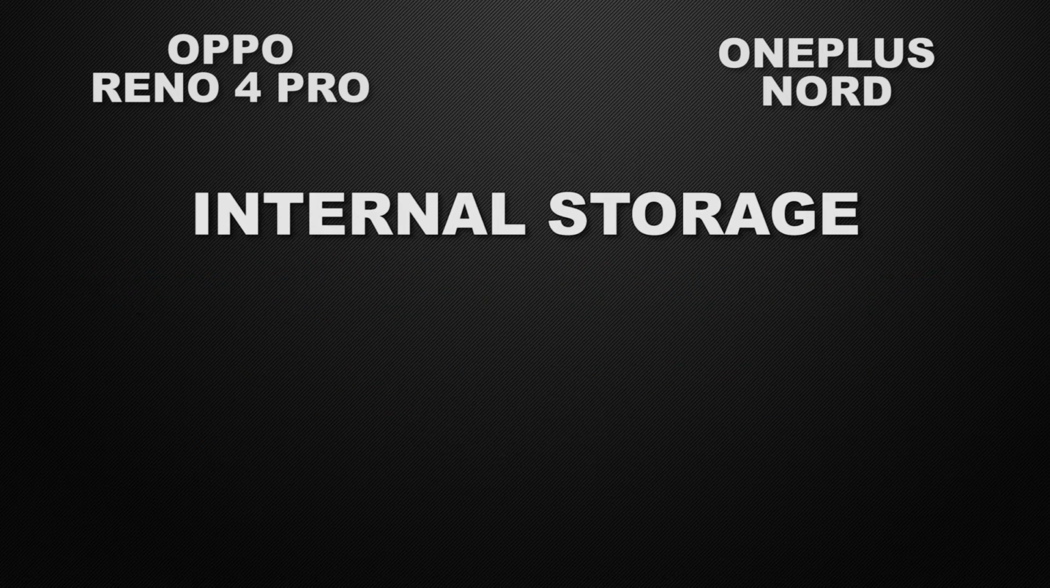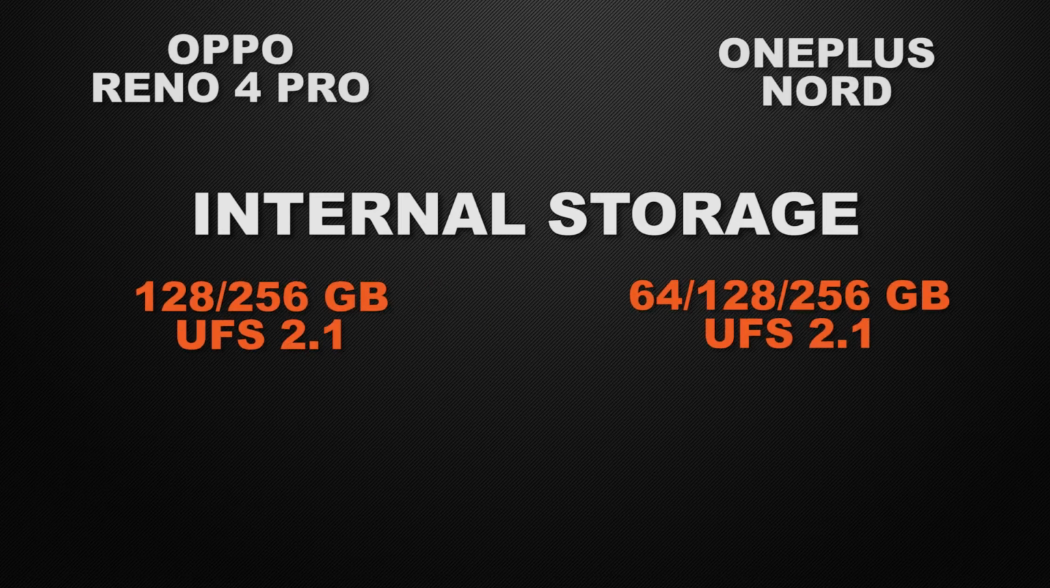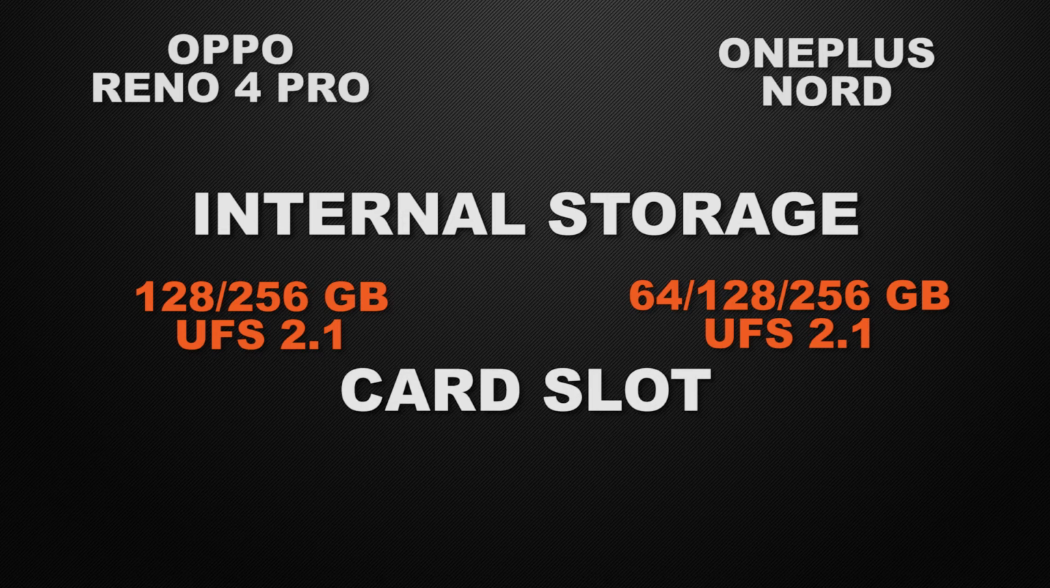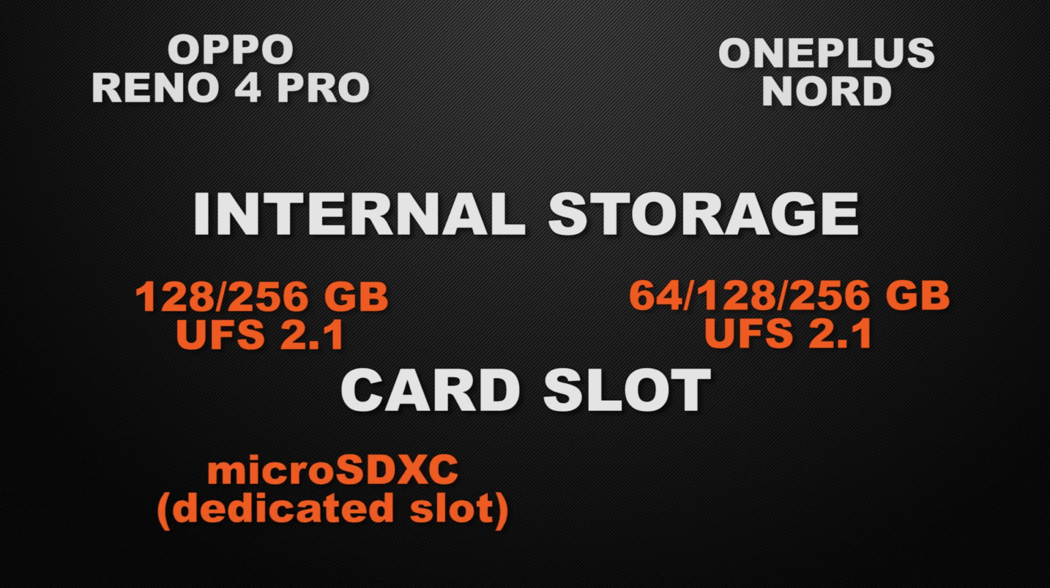Let's talk about the internal storage options of the devices. Both of the devices have 128 and 256GB of UFS 2.1 storage. But Nord has a 64GB option as well, so the winner here is OnePlus Nord. And about the external storage of the devices, Reno 4 Pro has a micro SD XC card slot option with a dedicated slot, but Nord does not have any. So without a doubt, the winner here is Reno 4 Pro.